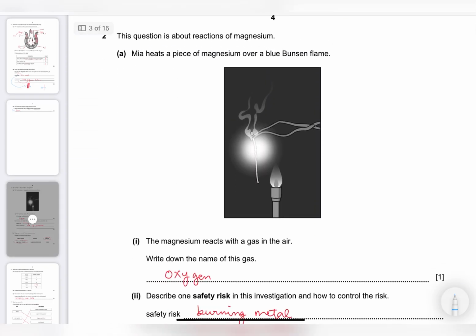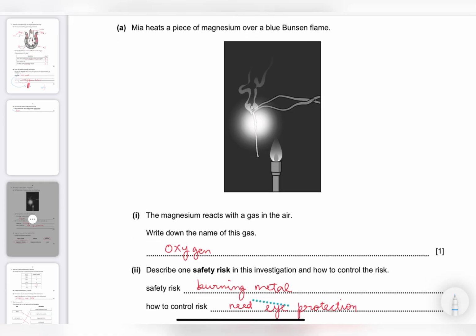The question is about reactions of magnesium. Write down the name of the gas. The name of the gas with which magnesium reacts is oxygen. So magnesium plus oxygen gives us, yes, magnesium oxide. Very good, learners. So oxygen is the answer.